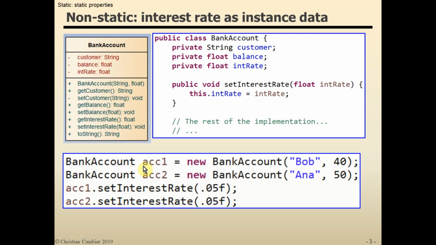Client code might look like this. Two bank account objects are created, for which the interest rate is set to the same value. It should be, according to the specification. But one might wonder, is this a good implementation? Let's see what happens in memory.